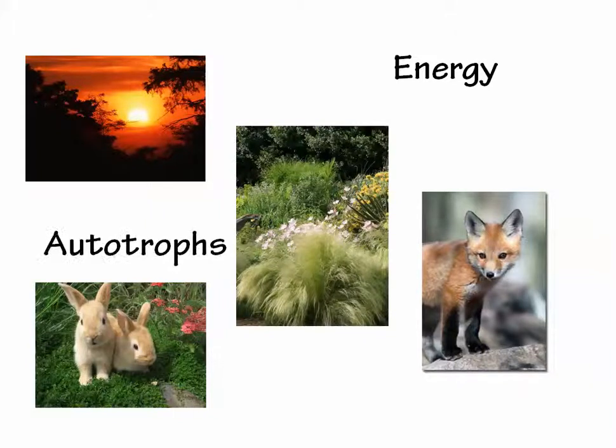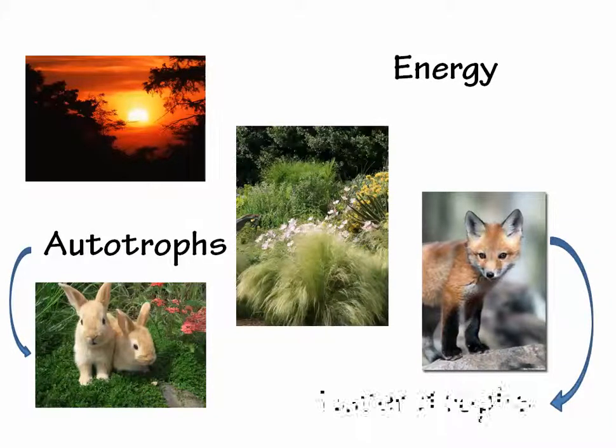In the case of the rabbit, they're considered autotrophs because they eat the plants directly. And the fox is considered a heterotroph because he cannot produce his own food. He cannot go through photosynthesis. He has to eat the rabbit that eats the grass that grew because of the sunlight.